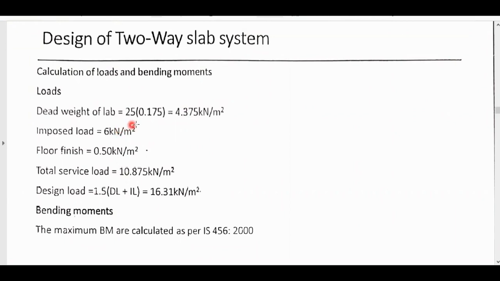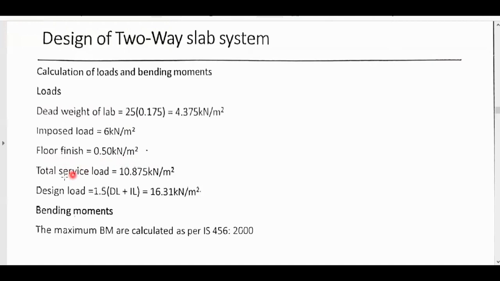So starting load calculation, self weight. Density is 25 kilonewton per meter cube, for 1 meter span we are considering, and thickness is 175 mm, means 0.175 meters. So 25 into 0.175 will give us 4.375 kilonewton per meter square dead weight of the slab. Imposed load is given as 6 kilonewton per meter square, and let's assume floor finish of 0.5 kilonewton per meter square. We can assume 0.5, 0.75, and so on. So let's consider here 0.5 kilonewton per meter square floor finish.